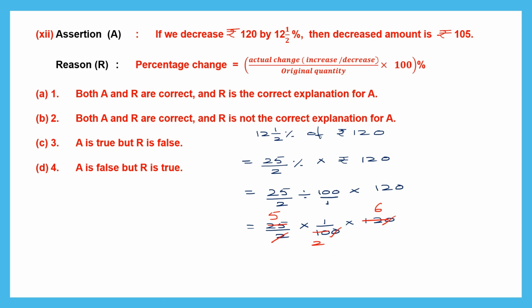So that makes it 2 1s are 2 and 2 3s are 6. Now let's multiply. 5 1s are 5, 5 3s are 15. So here we have 15 and in the denominator we only have 1. So 15 by 1, or we can simply write 15. So we have found this to be rupees 15, and what is this? This is 12 1 by 2% of 120 rupees, which is rupees 15.